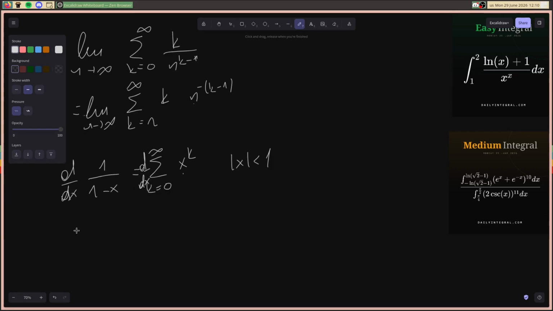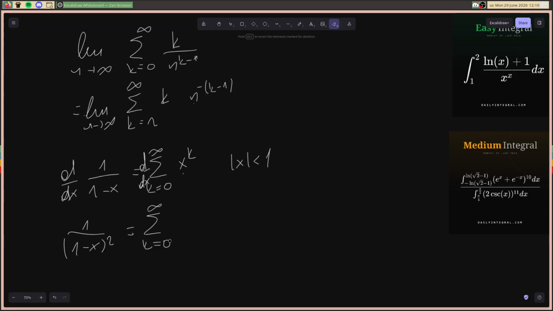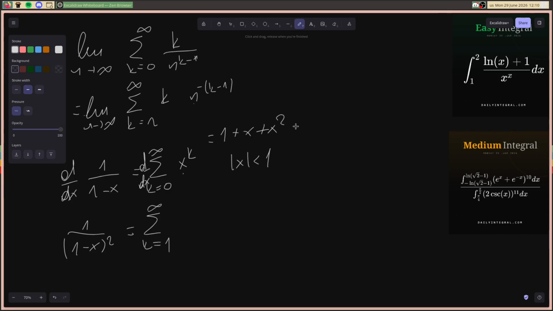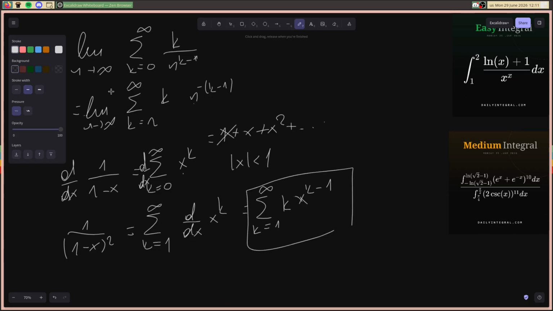since the series converges absolutely, you can pull the derivative inside of the sum, but you need to make sure that you drop the constant term, because this is 1 plus x plus x squared plus dot dot dot. So 1 is going to be dropped, but the rest of the terms remain, and now we just need to differentiate x to the k. And if we do differentiate x to the k, you get k times x to the k minus 1. Now it's looking a lot more like this.